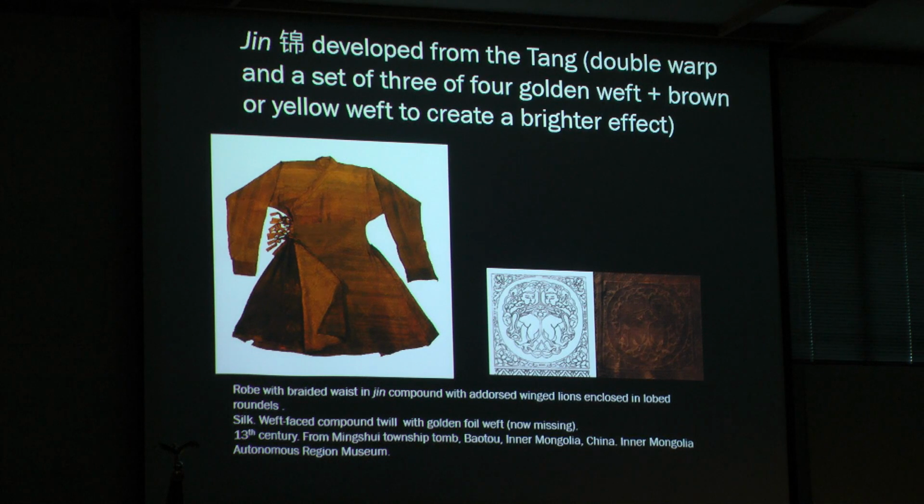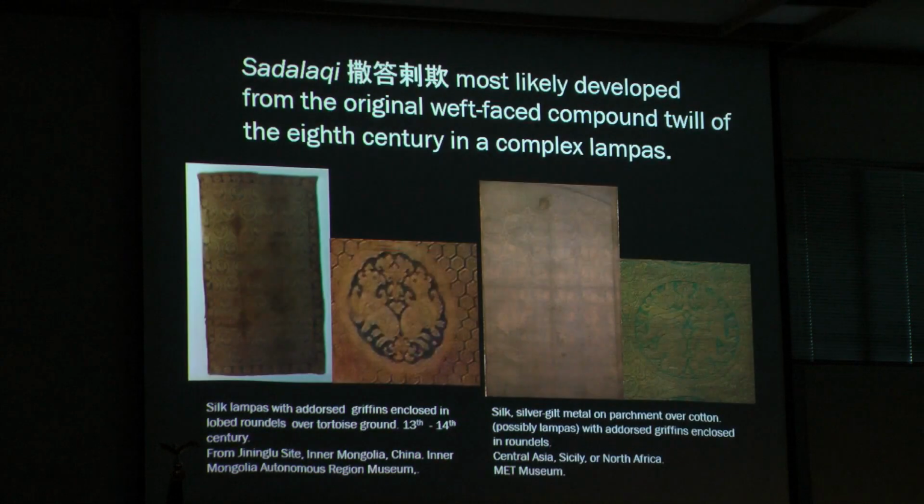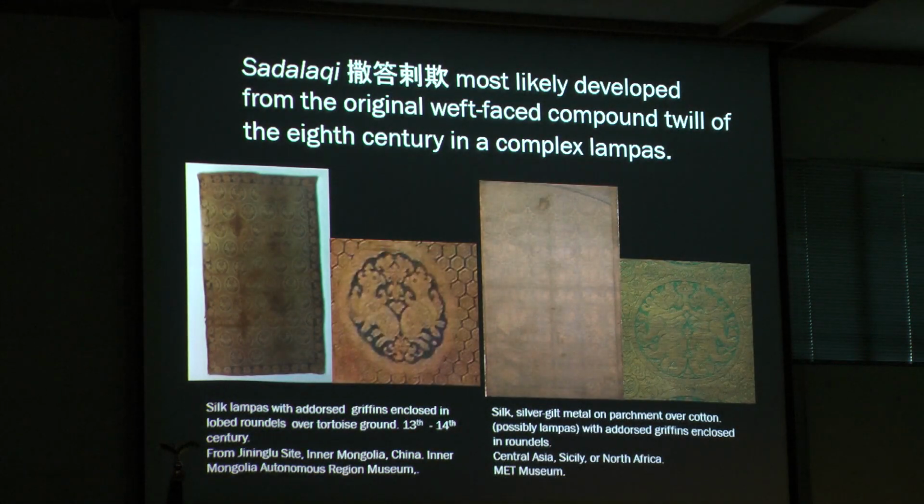The Mongol gene developed from the Tang, so the previous one that I showed you before, in warp of weft compound, but with a much brighter effect, and they also use a similar pattern. In addition to these three, I found another type that I believe belongs to the Tartar category, a type of polychrome weaving classified as sadalachi, most likely developed from the original weft-faced compound twill of the 8th century in a complex lampas.